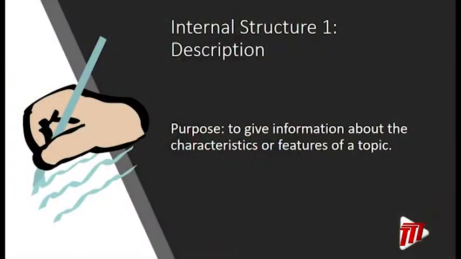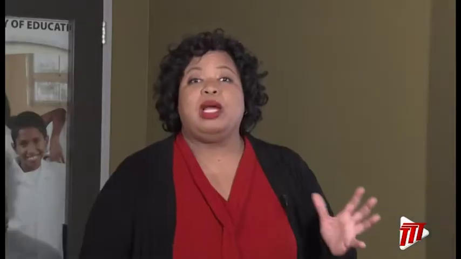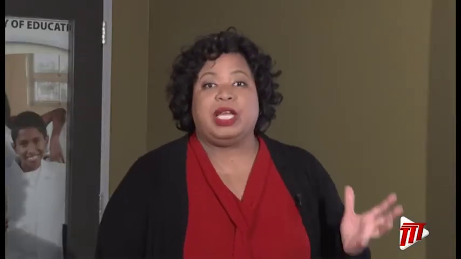First, we studied the text structure of description. Its purpose is to give information about the characteristics or features of a topic. And you would remember we talked all about the hummingbird and all the things that we learned about them, its size, how it flies, its migration patterns, and so on.